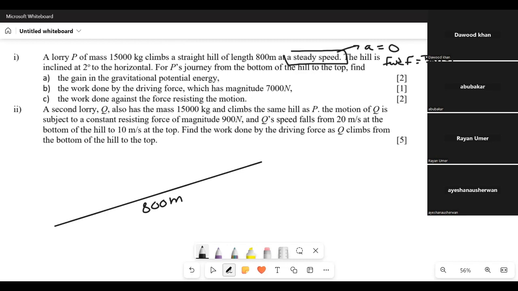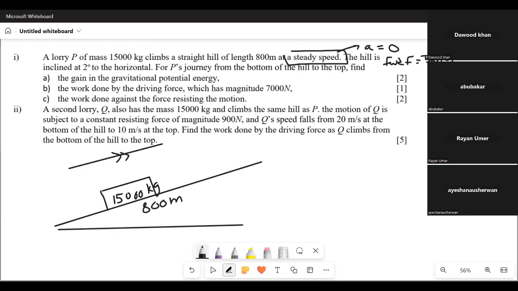Okay. So a lorry of mass 1500 kgs, let me draw the lorry, and its mass is 1500 kgs, climbs a straight hill of length 800 meters. It's going upward since it says climb. The hill is inclined 2 degrees to the horizontal, so this angle would be 2 degrees. For P's journey from bottom of the hill to top, find the gain in gravitational potential energy.